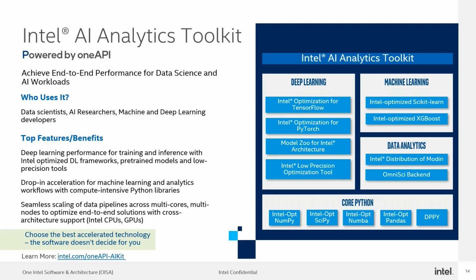If you look at deep learning, to the left of this chart you can see a lot of these: Intel optimization for TensorFlow, Intel optimization for PyTorch, the Model Zoo, and the low precision optimization tool, which essentially converts FP32 to int8, and any high precision to low precision models, right? These are all tools that leverage the base toolkit, leverage the oneDNN that we spoke about, and get you the best performance.